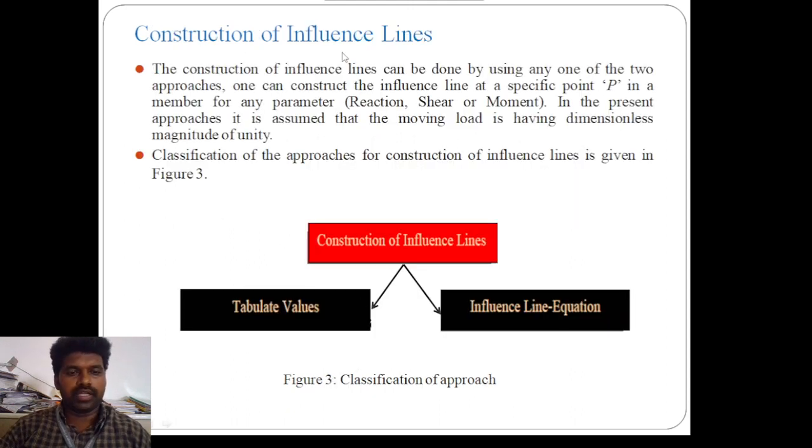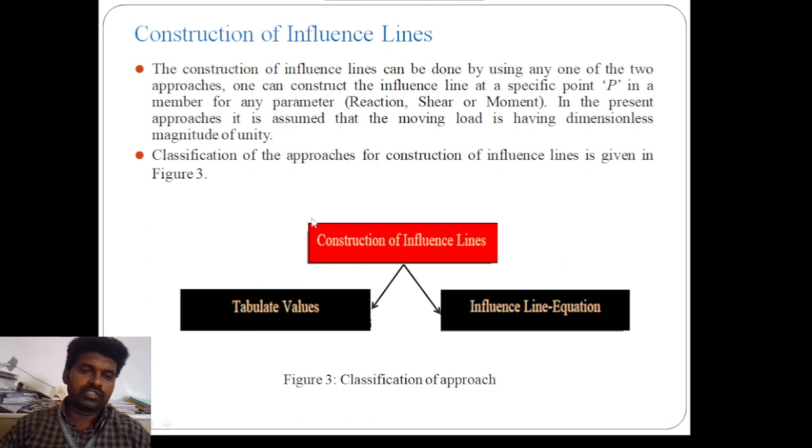Construction of influence lines. The construction of influence lines can be done by using one of two approaches. One can construct the influence line at a specific point P in a member for any parameter, that means reaction, shear force, and bending moment. In the present approaches, it is assumed that the moving load has a dimensionless magnitude of unity. The classification of approaches for construction of influence lines is given in the figure.